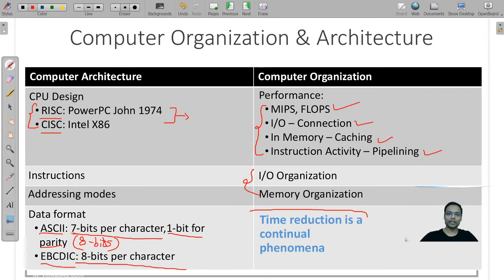Remember this point: time reduction is a continual phenomenon. Means every time, every year, every day, scientists will always try to reduce the time used for any operation. So the CPU will become faster two years from now, of course. Memory will become faster two years from now, of course. It goes on and on and on.